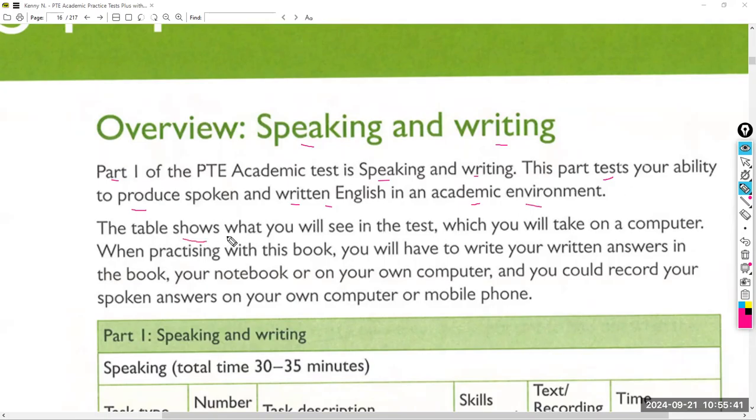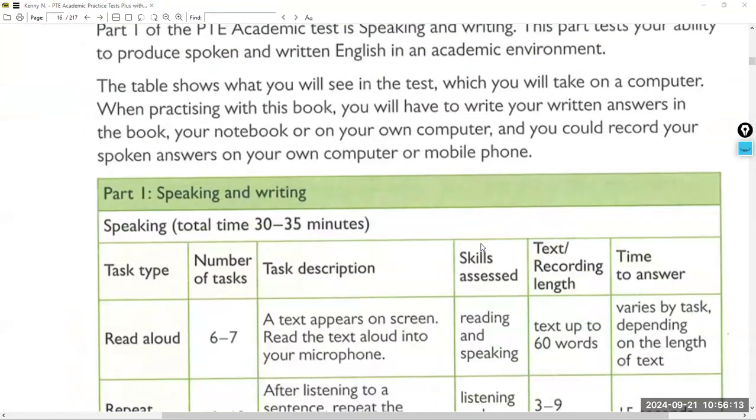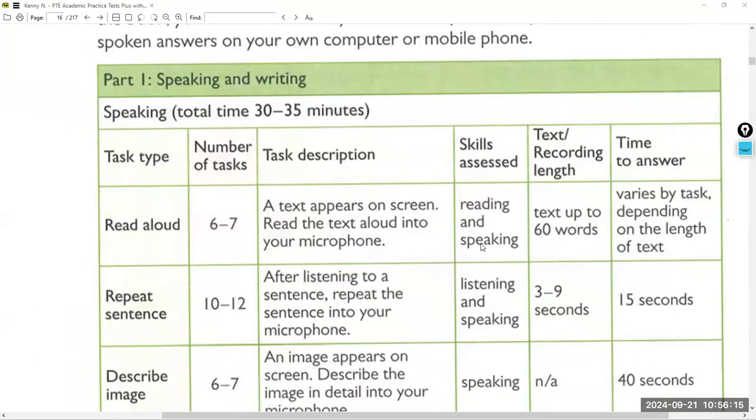Now, the tables below show what you will see in the test, which you will take on a computer. When practicing with this book, you will have to write your written answers in the book. Absolutely, you have to have your paper and pencil all the time because you have to take notes. Okay? So now this is part one, which is about speaking and writing.